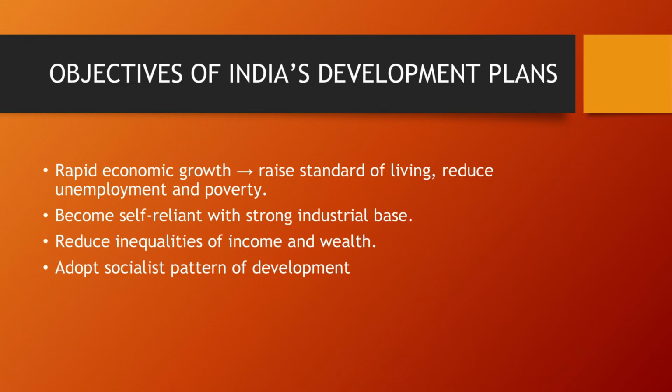They wanted India to become self-reliant and set up a strong industrial base with emphasis on heavy and basic industries. Thirdly, they wanted to reduce the inequalities of income and wealth. That means the rich and the poor, those who are coming from extreme poverty, they wanted to bring them up to some level so that they could also become self-reliant. And finally, adopt a socialist pattern of development which was based on equality and prevent exploitation of man by man, which did exist at the time of the pre-independence era.